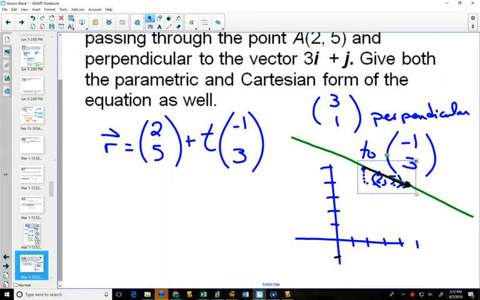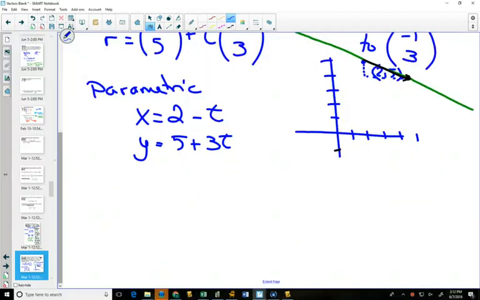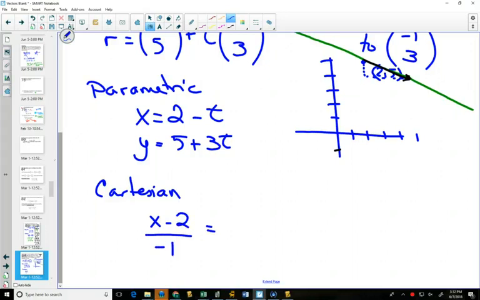Now our parametric form: our x coordinates are 2 minus t, our y coordinates are 5 plus 3t. And our Cartesian, solving, I'll put it over -1. You could simplify that if you want, but it just follows the same format of solving for t, subtract the number, and divide. Here's our Cartesian form. Of course, if you multiply that out, simplify it, and solve for y, you'll get y equals mx plus b.